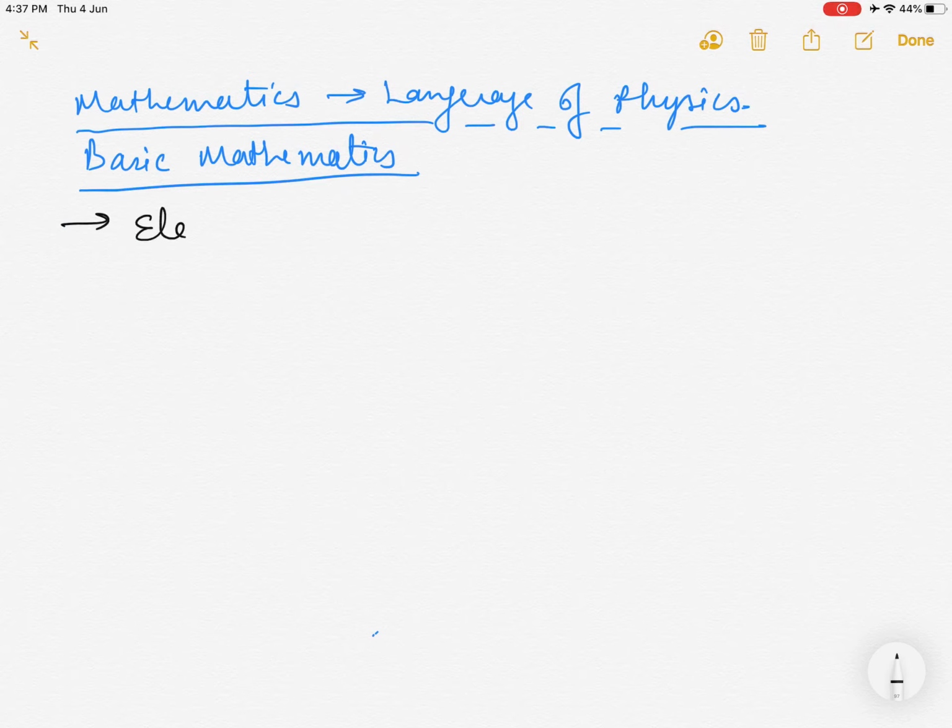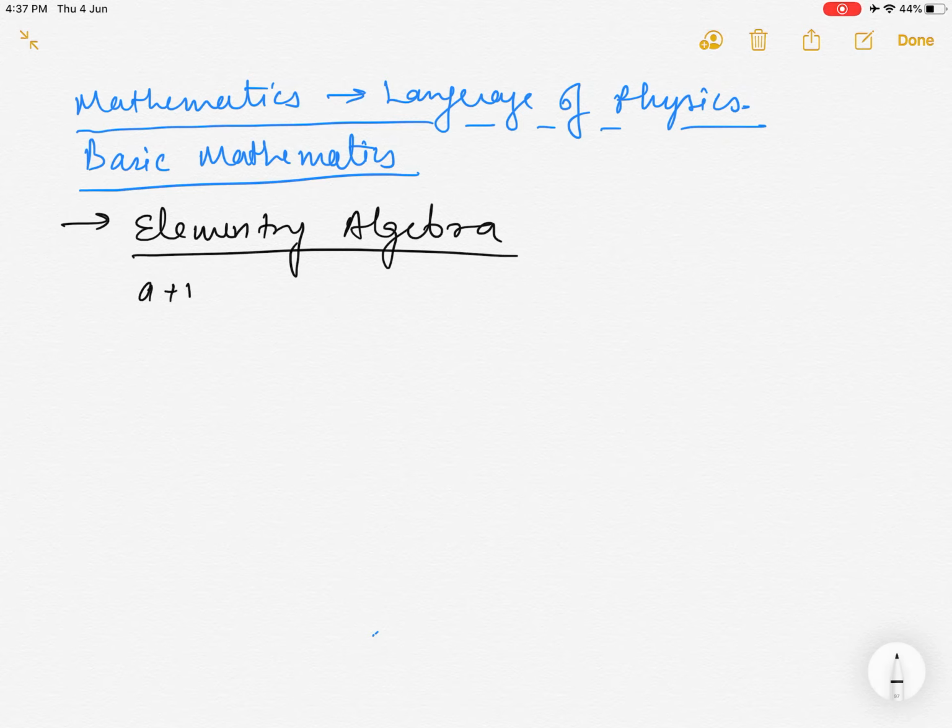Now, in this course, the first topic which we'll discuss is elementary algebra. Now, in elementary algebra, you have some common formulas which you need to keep in mind. What are those common formulas?